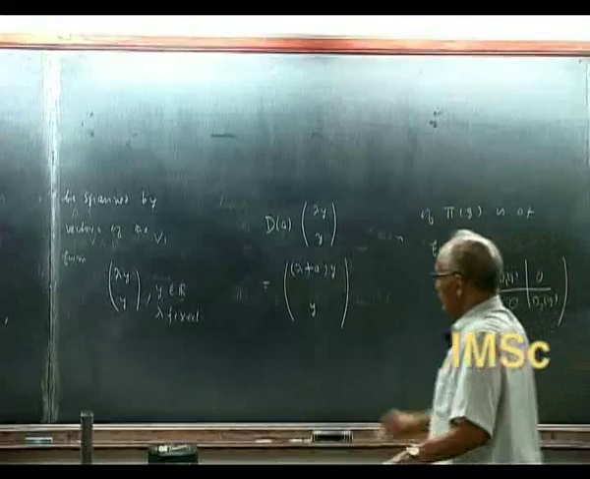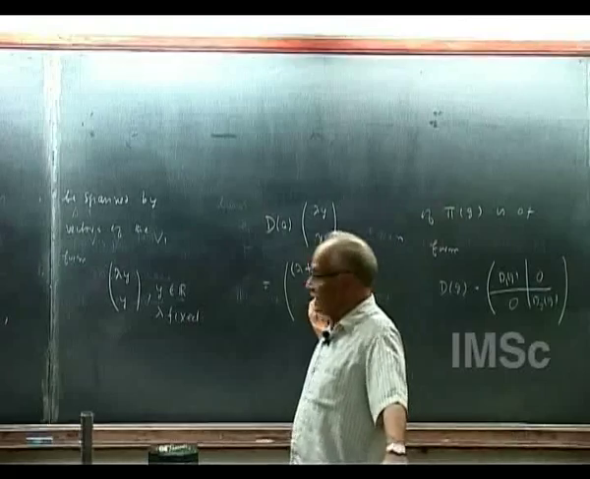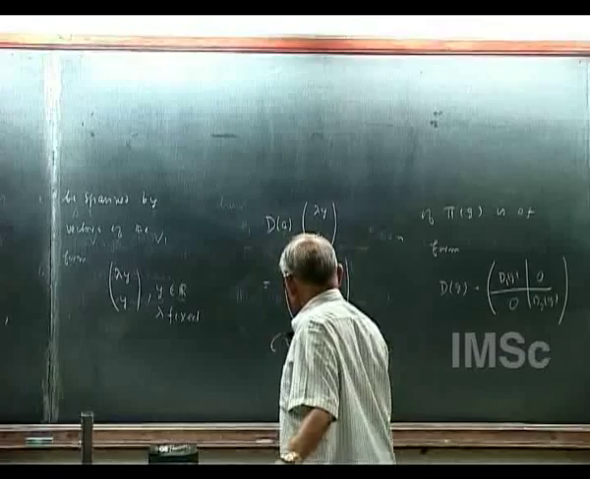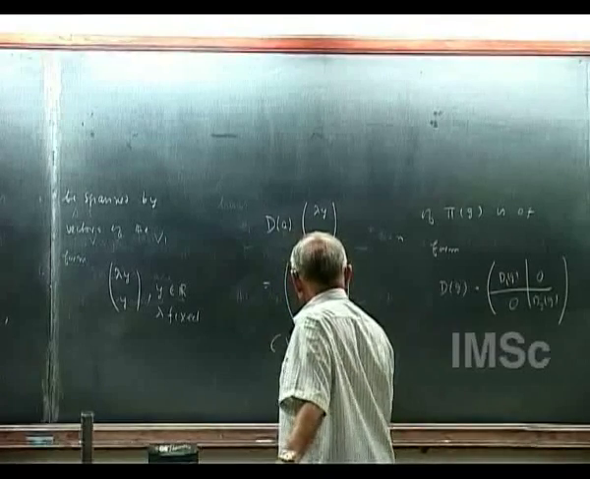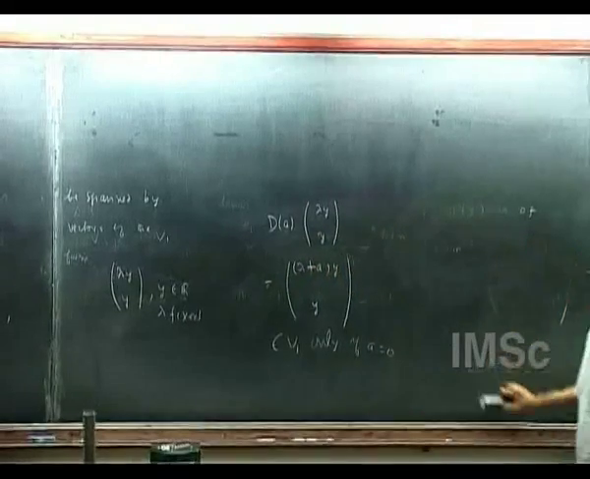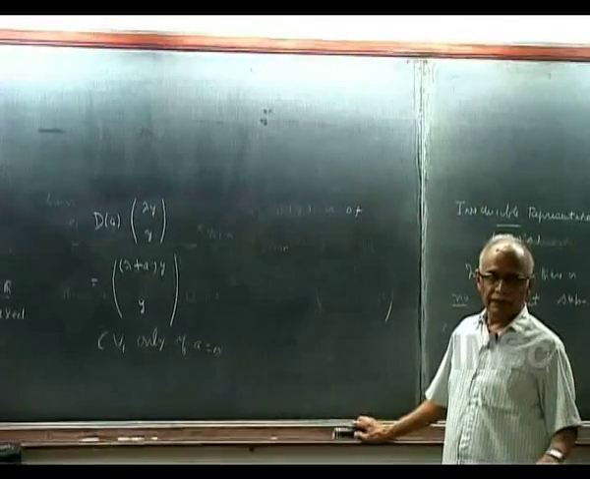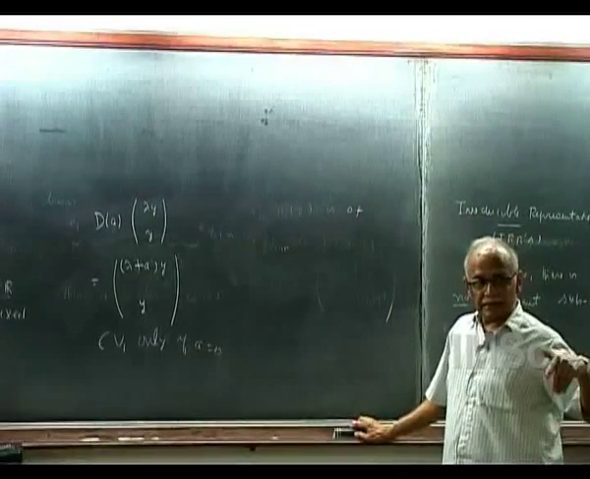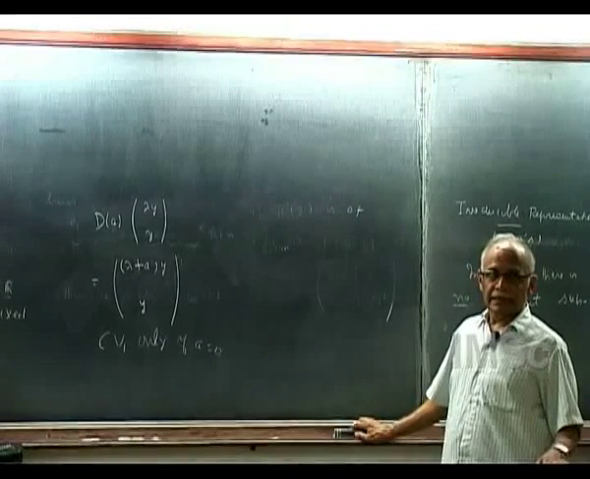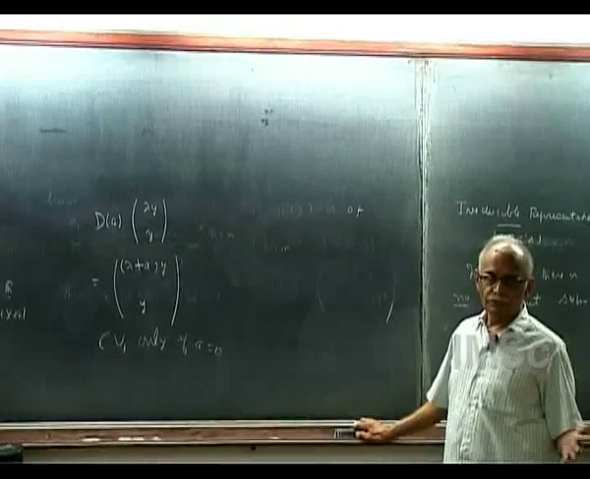Okay, but if it is to be in the same subspace, this is not in V1. This belongs to V1 only if A is 0. But that is one fixed element of the group. So this proves the result. So the translations on a line represented on a two-dimensional vector space cannot be fully reduced.